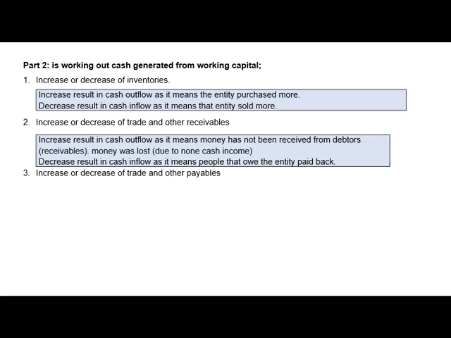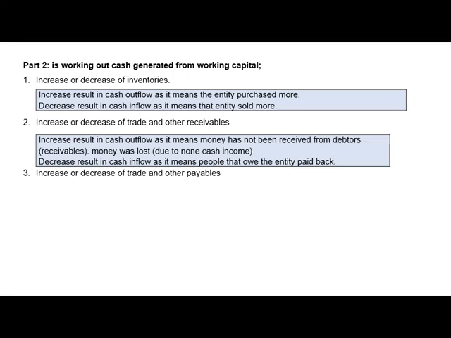This is what you need to note. An increase in trade and other payables after excluding those three that I mentioned. Please don't exclude accrued expense unless it relates to interest on loan or interest expense. I hope you understand that.